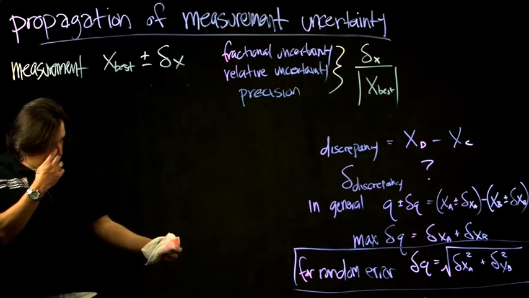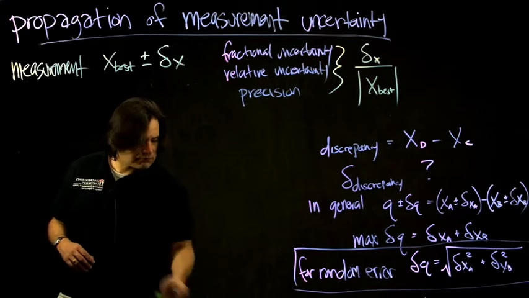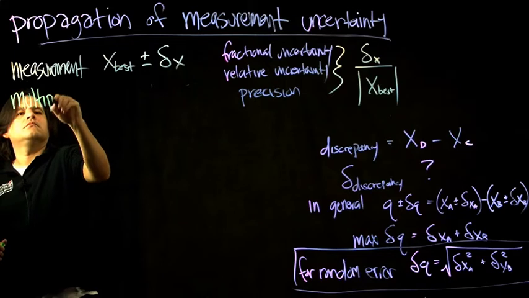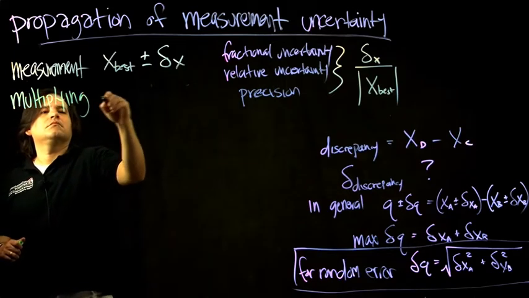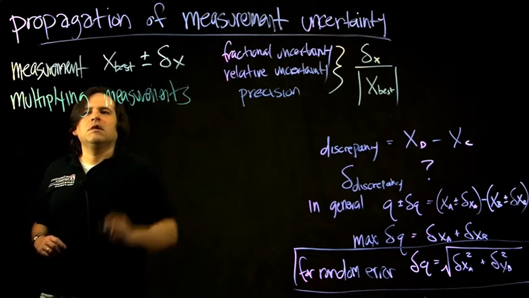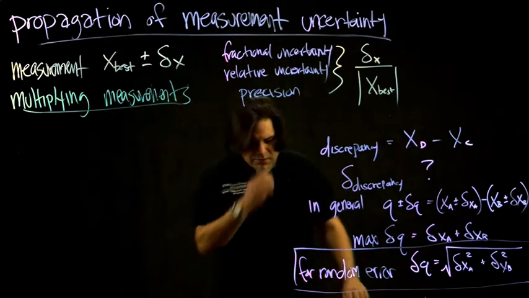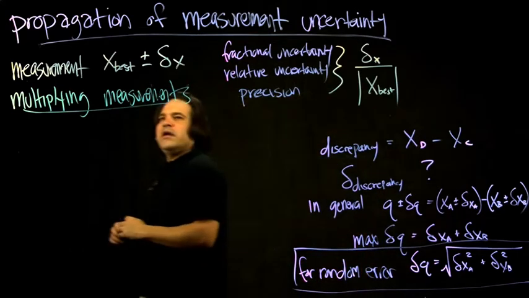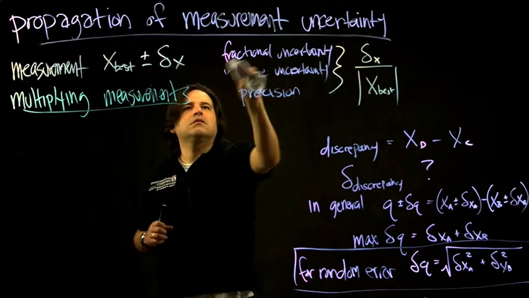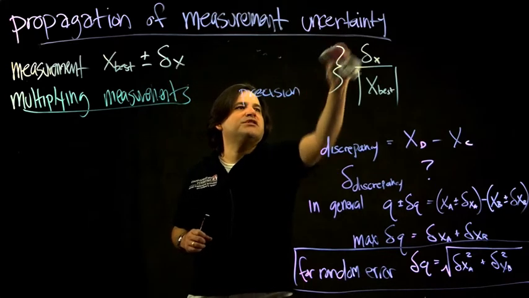Okay, so multiplying two measurements, which we can imagine happens a lot when we're doing our engineering analysis. So another way to write this best estimate, we can write this in terms of the precision.